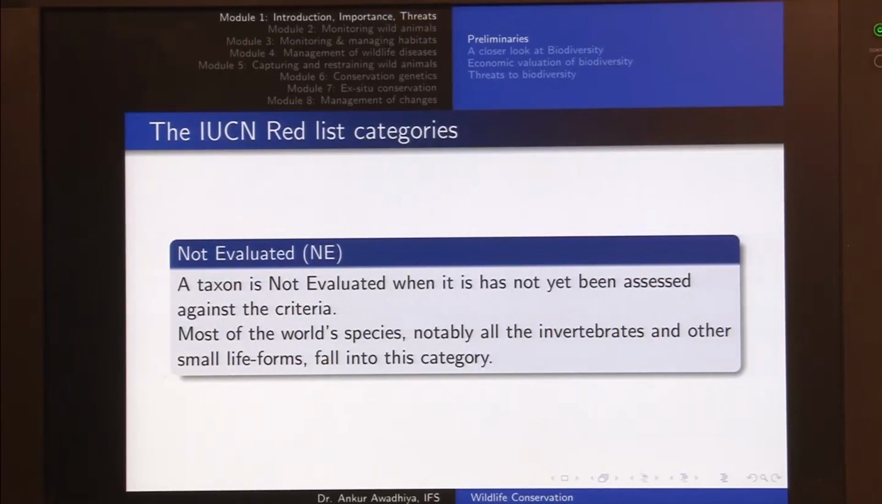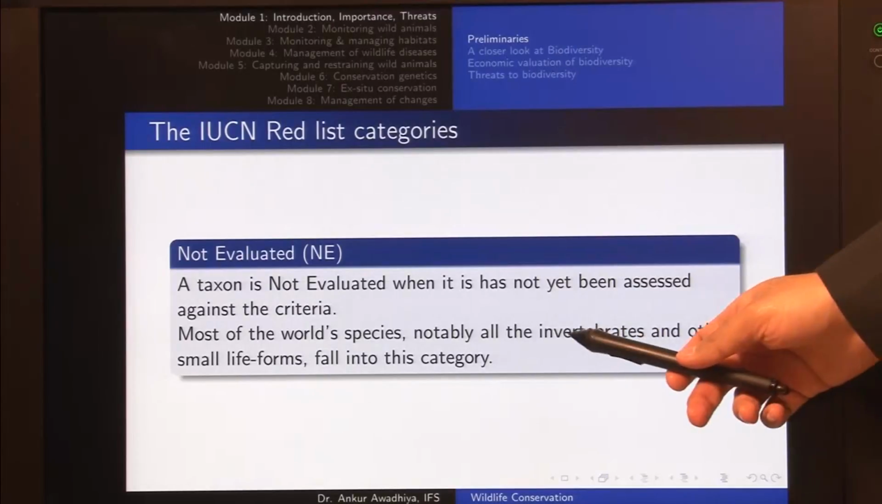Next we have the category of not evaluated. A taxon is not evaluated when it has not yet been assessed against the criteria. So, we have not started to evaluate this taxon. Now, most of the world species, notably all the invertebrates and other small life forms, fall into this category.